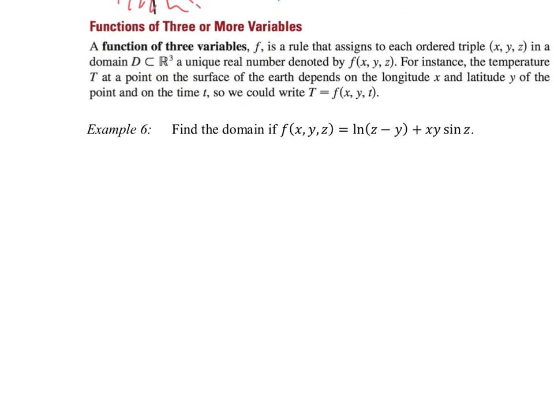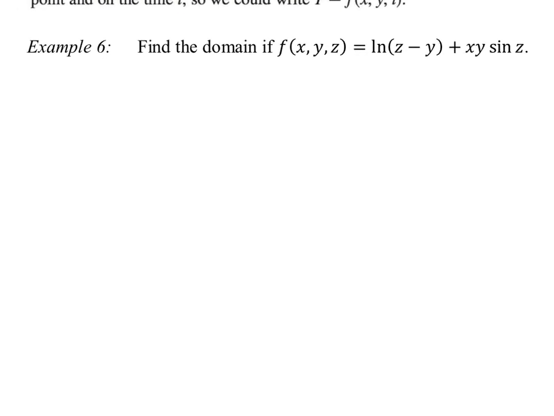This one I cannot graph because this is in 4 dimensions. This is the function f of x, y, z. So there are 3 inputs. X, y, and z are all independent input values, and the function f is the dependent value. So we can't visualize it, can't graph it, but we do know properties of these functions. We know that the natural log has a property that the argument z minus y has to be greater than 0. You could write that as z is greater than y if you wanted to. It doesn't really matter too much with regard to that.